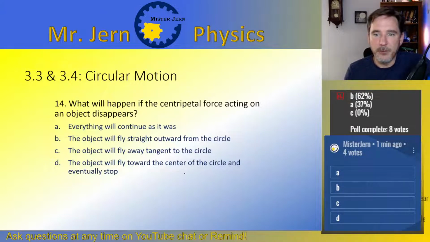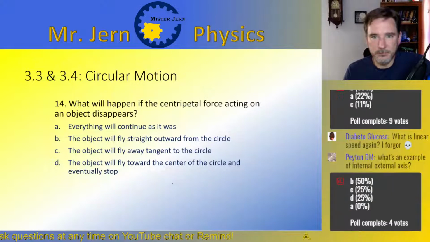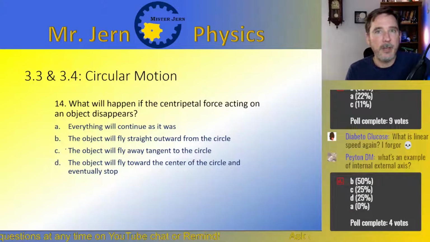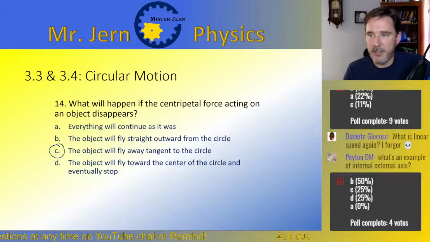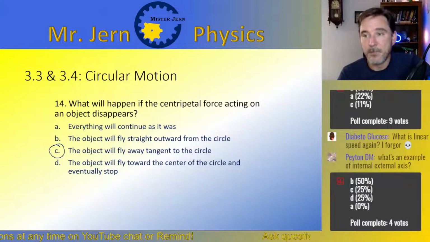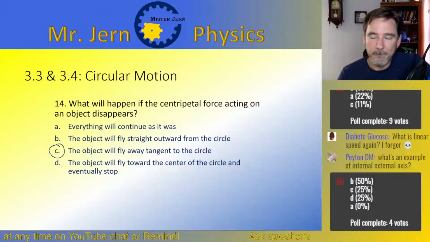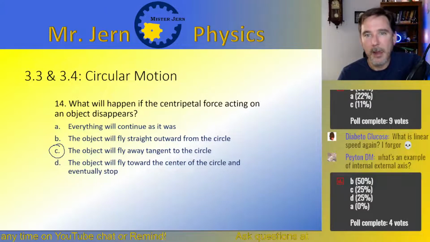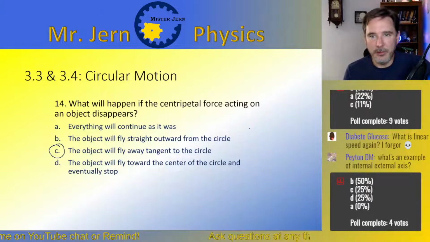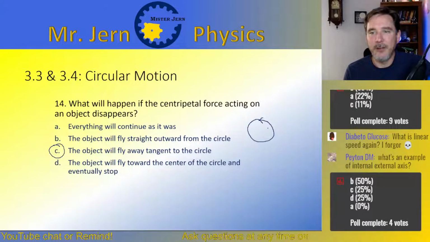So if you want to just memorize the answer to this, the answer is C, as some of you said. 25% you got it right. So straight out from the circle is the wrong answer, right? Something's flying around in a circle and the string breaks, and you're saying it's just going to fly out like that. Okay. Think about what's going on.